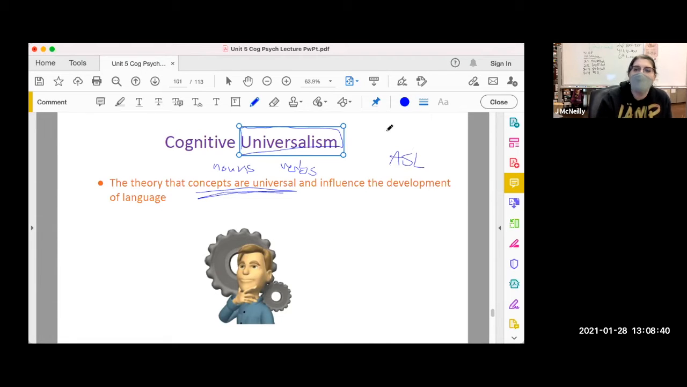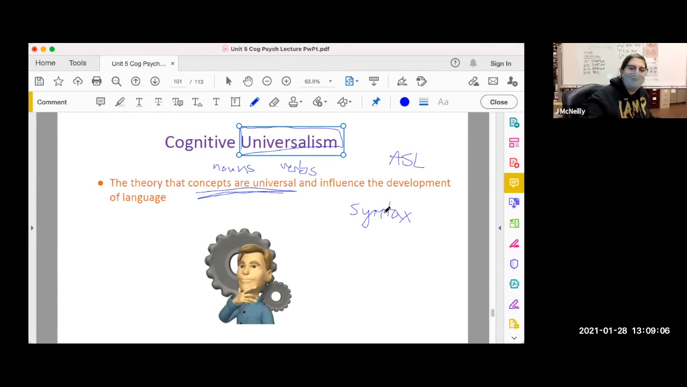Okay, and that influences the development of language. Where do we put our nouns versus our verbs? Where do we put our adjectives when it comes to our nouns or our adverbs? Where do we place punctuation? Okay, all of that is a part of cognitive universalism. We do have some form of syntax or structure to our language, whether it's written or spoken.